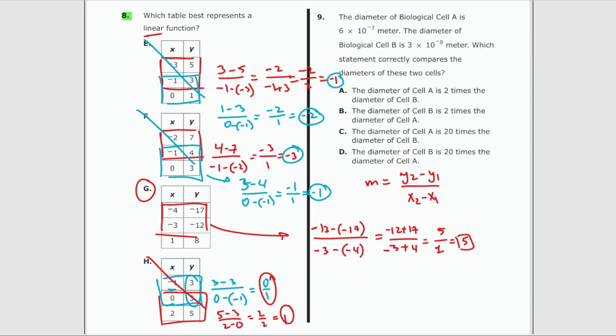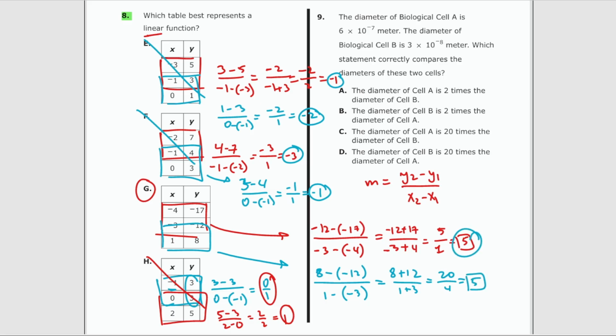So that's the slope. Now the second pair of points is also pretty complex. Again, that's perhaps the most complex one. Here we have 8 minus negative 12 over 1 minus negative 3, which is equal to 8 plus 12 over 1 plus 3, which is equal to 20 over 4, which is also equal to 5. So now these 2 slopes match. The answer is G. That's it.